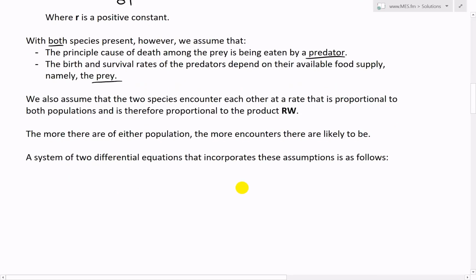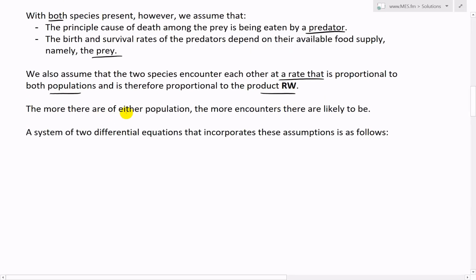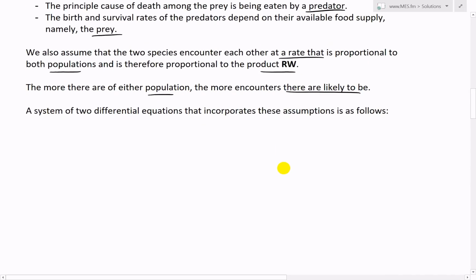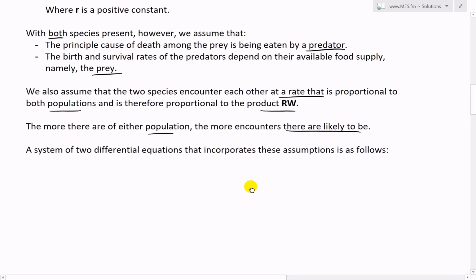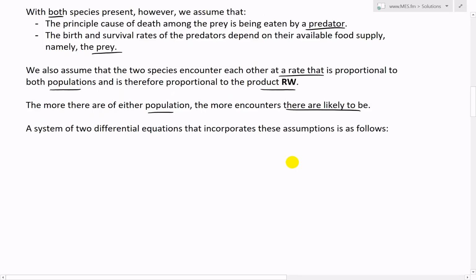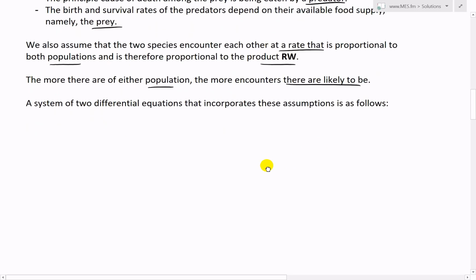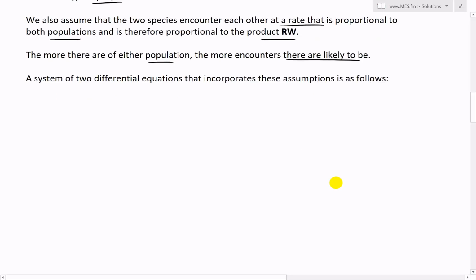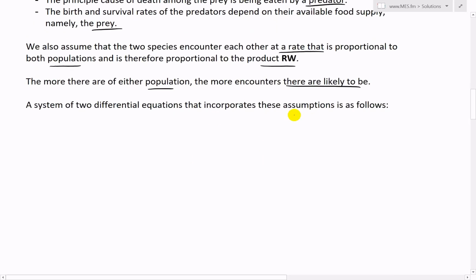And yeah, so we also assume that the two species encounter each other at a rate that is proportional to both populations, and is therefore proportional to the product of the wolf and the rabbit population, RW, or the prey and predator. Basically, the more there are of either population, the more encounters there are likely to be, and vice versa if there's less. So we're going to assume that the encounter rate is basically proportional to the populations multiplied by each other.